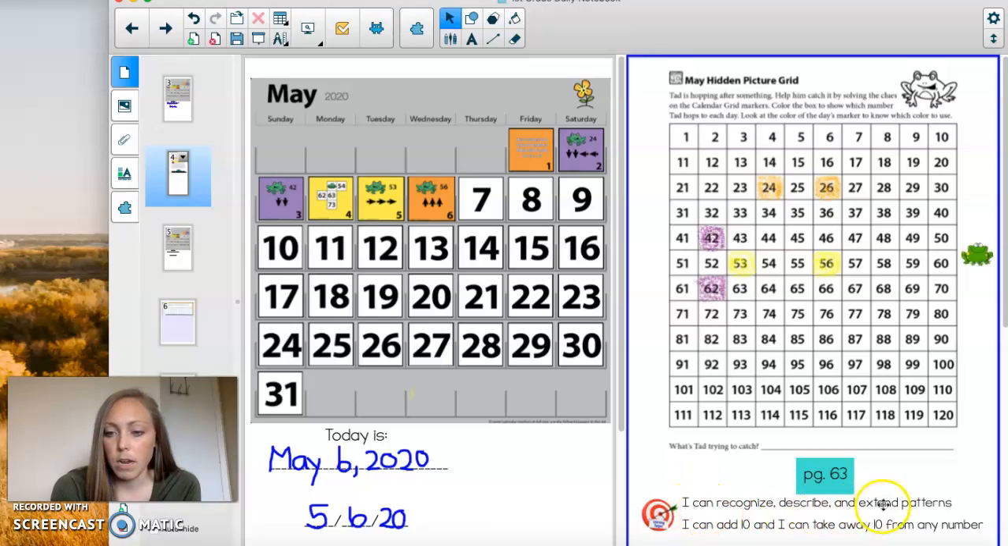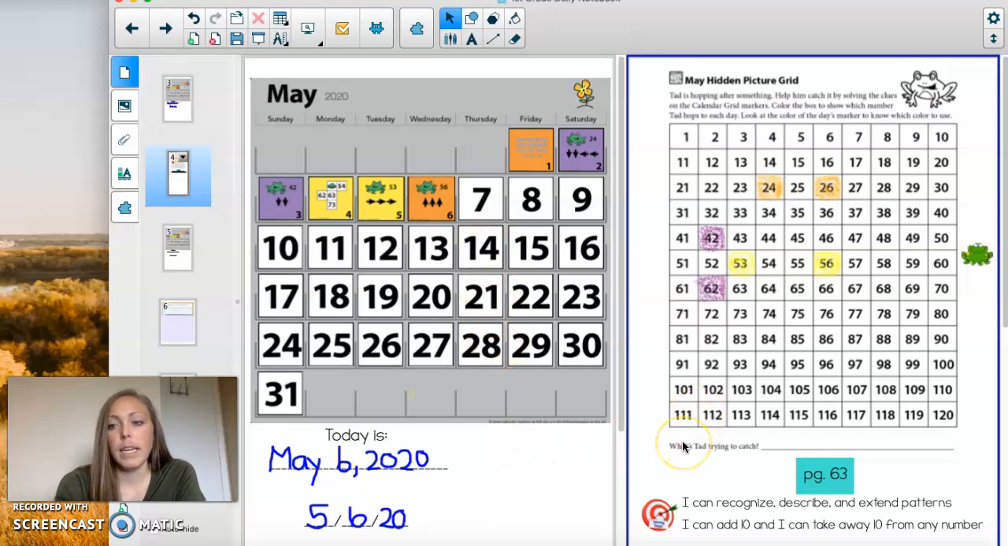I can recognize, describe, and extend patterns. Let's look at what we have here so far. Let's just look at the colors. What do you see? I see orange, purple, purple, yellow, yellow, orange. What do you think is going to be here tomorrow? I think that since we started with an orange, and today we see another orange, I think our pattern is starting over. If that's true, what do you think we'll see tomorrow? I can't wait to see if you're correct.